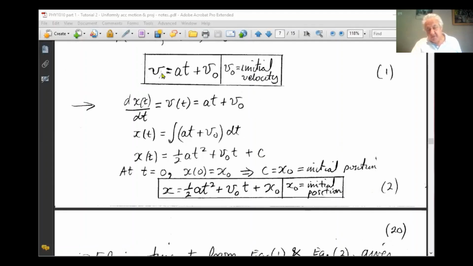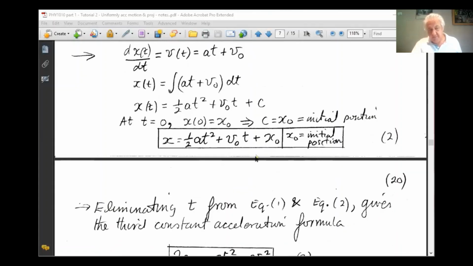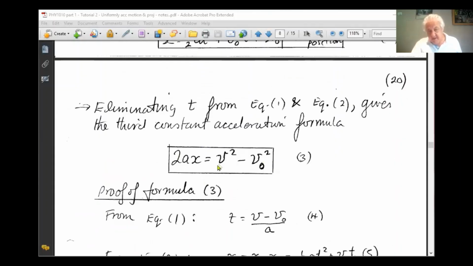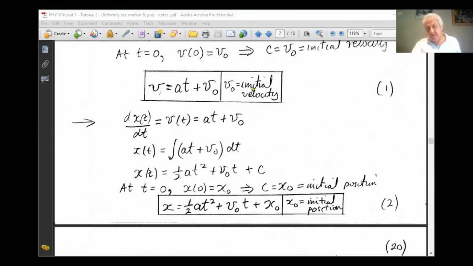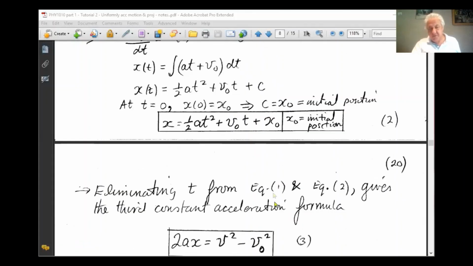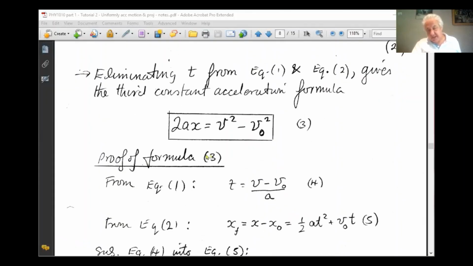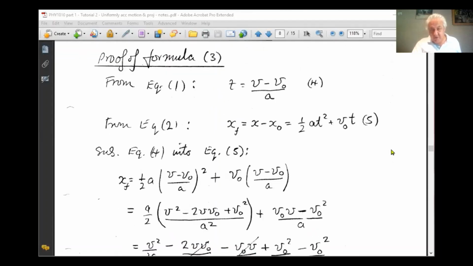When I've determined the formula for velocity and for distance, if I eliminate time from these two formulae, I get my third formula, again, for calculating acceleration or distance depending on what data I'm given. So formula number 3 comes by eliminating time from formula 1 and from formula 2. And I've done the proof. I'm going to show you the proof, but I won't go through it. It's for those of you that are interested.